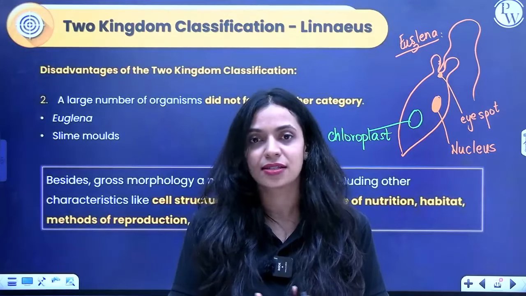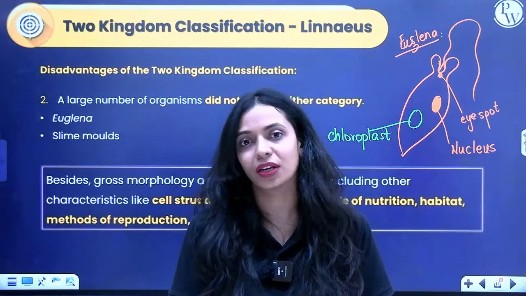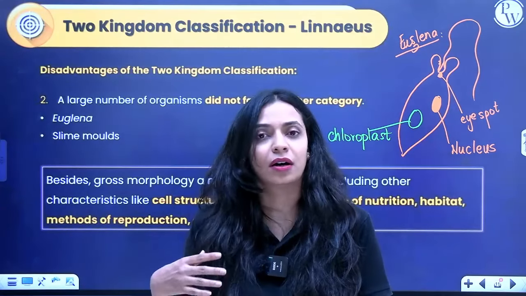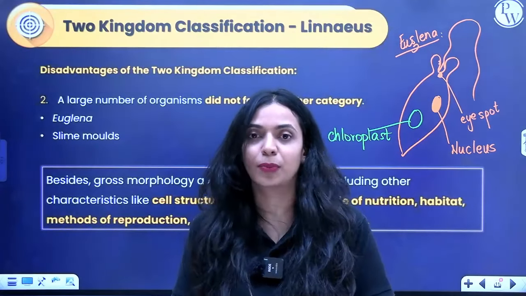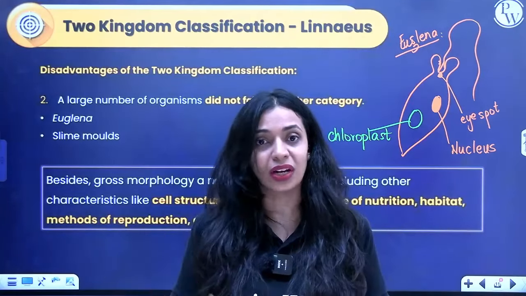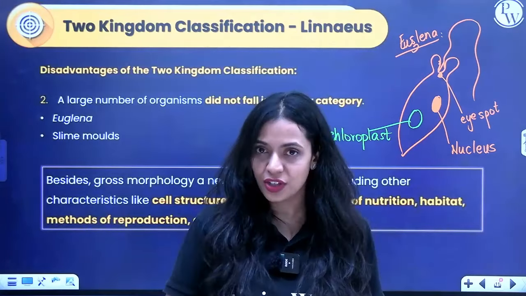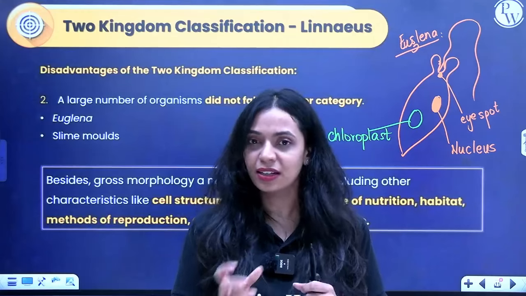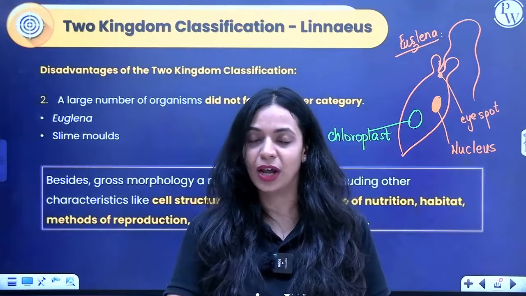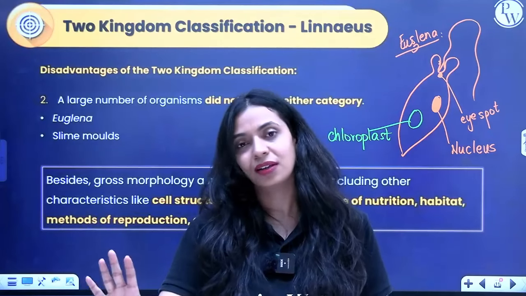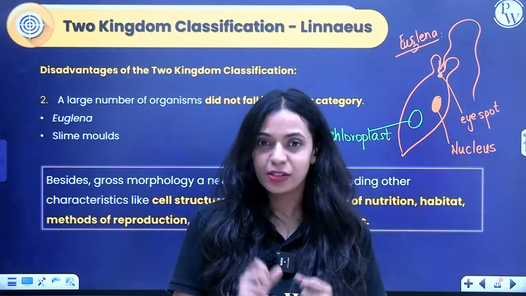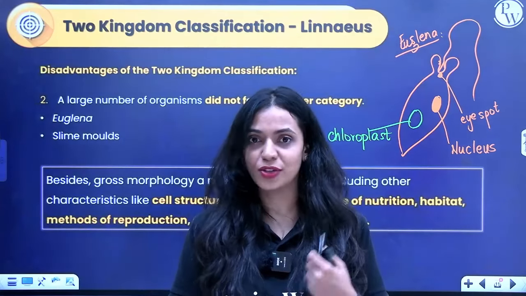Now, in the linear system of classification, in the two kingdom classification, you know that in order to include an organism under the plant kingdom, it should possess a cell wall. But this euglena does not have a cell wall like plants. It has a proteinaceous covering outside which is called the pellicle. It's kind of flexible. So it is photosynthesizing like plants when light is available. It does not have a cell wall like plants. It has a covering made up of protein, which you don't find in plants or animals.